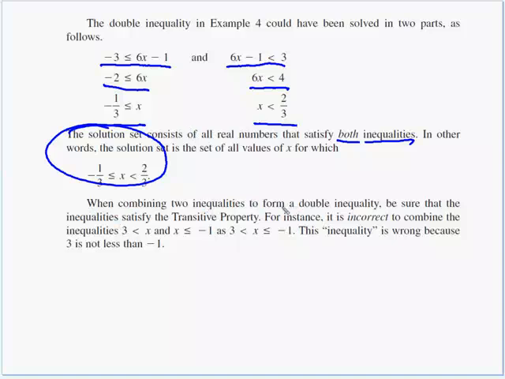And when combining two inequalities to form a double, be sure that the inequalities satisfy the transitive property. For instance, it is incorrect to combine the inequalities 3 is less than x and x is less than or equal to negative 1 as 3 is less than x, which is less than or equal to negative 1. This inequality is wrong because 3 is not less than negative 1. Again, if you look at just this piece, 3 is less than, and then we have here a negative 1. Well, 3 is not less than negative 1. That doesn't make sense. So we're not going to have x in between there anywhere.